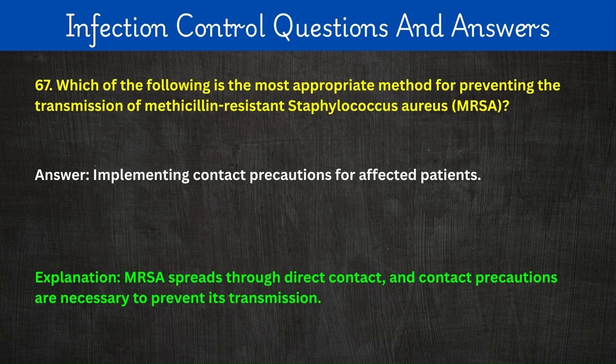67. Which of the following is the most appropriate method for preventing the transmission of methicillin-resistant Staphylococcus aureus, MRSA? Answer: implementing contact precautions for affected patients. Explanation: MRSA spreads through direct contact, and contact precautions are necessary to prevent its transmission.